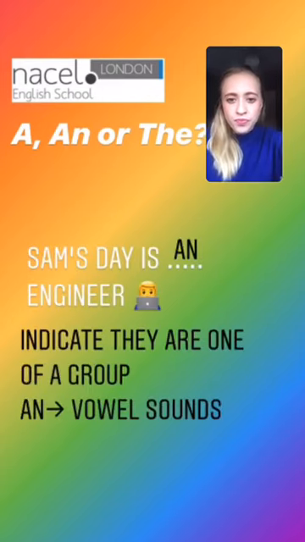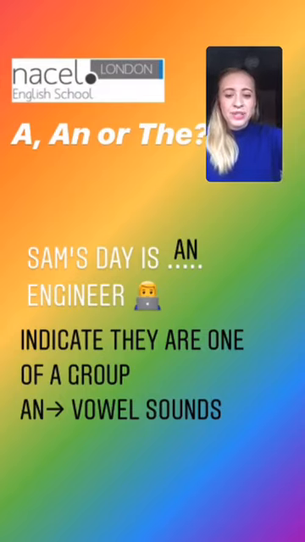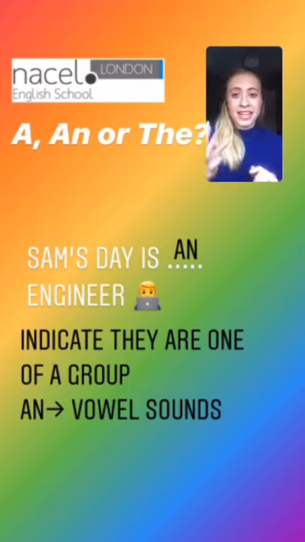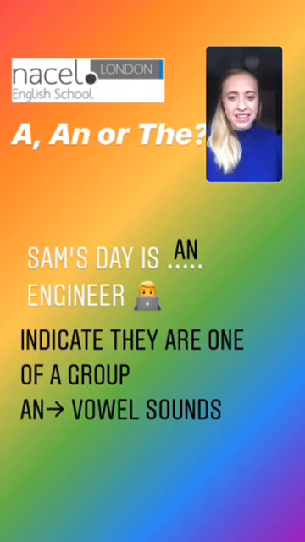Number 2, okay, Sam's dad is an engineer. An engineer. Okay, so we use this to indicate they are one of the same group. That's why it's a or an. And here the answer is an engineer. Okay, it has the vowel sound in engineer, so we need to use an. Okay, let's have a look at the next one.